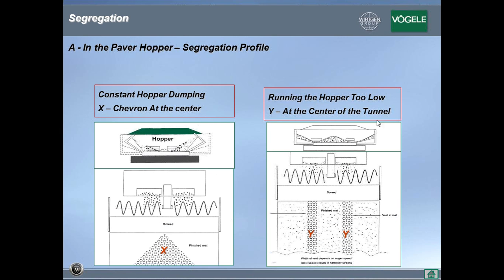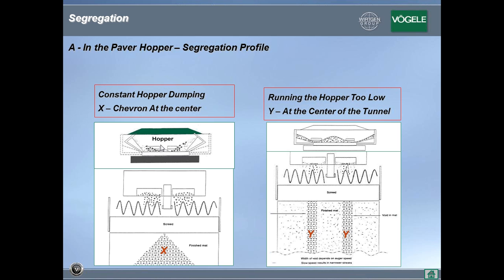Now, if you look at segregated mix in the paver or in the hopper, if the operator dumps the hopper and you have segregated mix in a corner, you dump it to the middle of the hopper, that segregated mix flows into the augers and the auger will start to spread it as you move forward. So if you notice a chevron or a V where the tip of the V is in the direction of paving, then you would know right off the bat that you're dealing with segregation in the hopper.